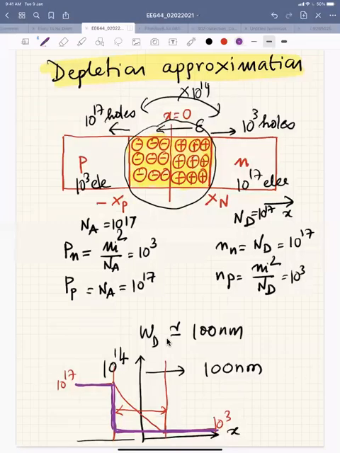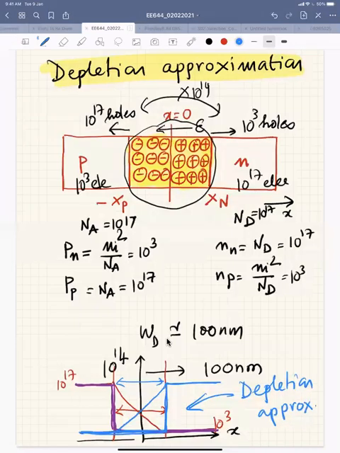Similarly, for the electron concentration, if I do the depletion approximation, it will look like this, but actually it was happening like this. This is an exponential reduction, and this distance is very small, only hundreds of nanometers, so the drop is very rapid. You could safely assume this curve is approximated by this one, and this graphically represents the depletion approximation.